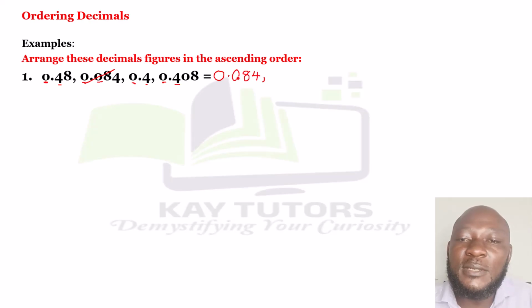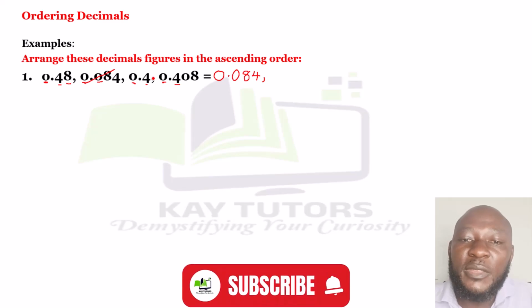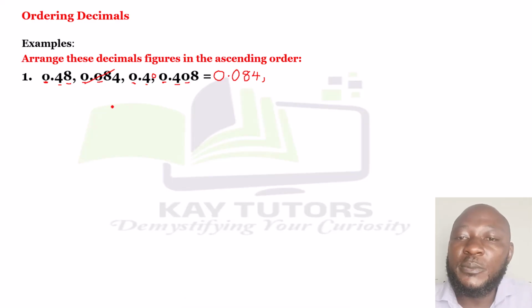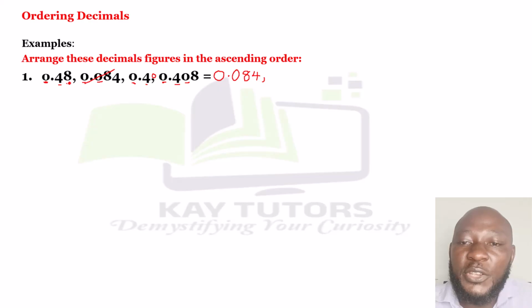0.084. Next, you consider the other numbers. Here you have 8. Here you have nothing, so by implication you have 0 here. And here you as well have 0. So here you have 8.